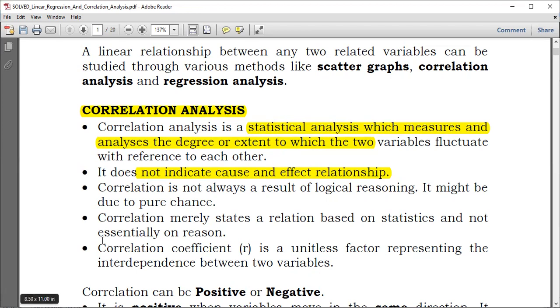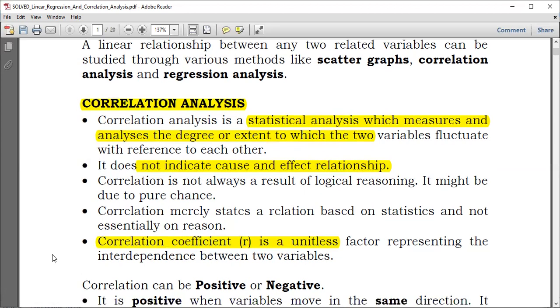When determining correlation, we usually determine something called the correlation coefficient, which is a pure number, meaning that it is unitless. And we'll also see the range where it ranges. Usually it ranges between -1 and +1.